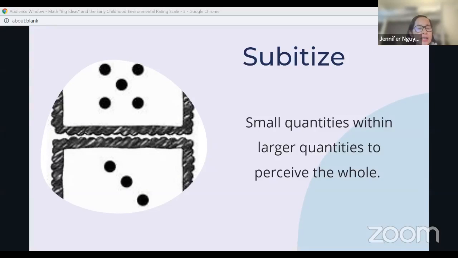So this is conceptual subitizing. When we see this right now, real quick, how many dots? Most of you will say 8. You see a set of 5 and a set of 3, and quickly you came to the conclusion that there are 8 without having to count. That's conceptual subitizing: small quantities within the larger quantities to perceive the whole. And that's another big math idea that we can practice with the children in our learning environments.